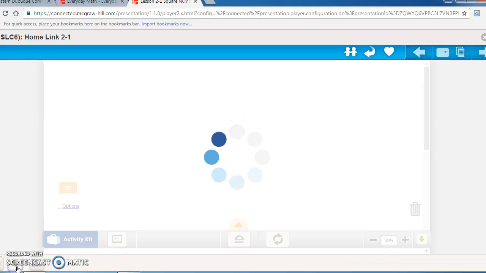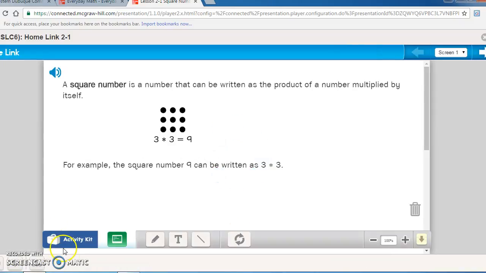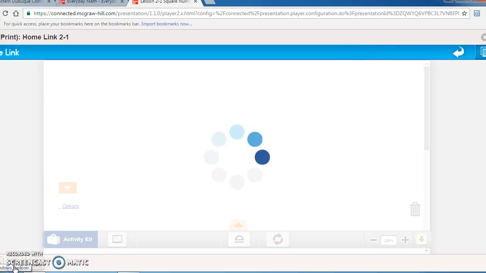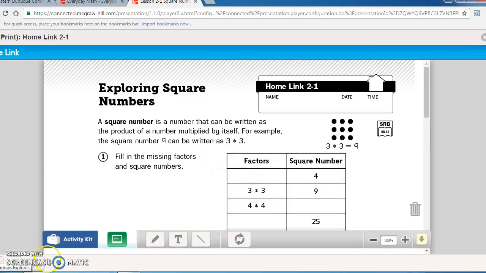Exploring Square Numbers. Directions read, a square number is a number that can be written as the product of the number multiplied by itself. For example, the square number 9 can be written as 3 times 3. So go ahead, finish the home link 2-1, page 53, and when you get done, start the tape back up. So pause the recording now.